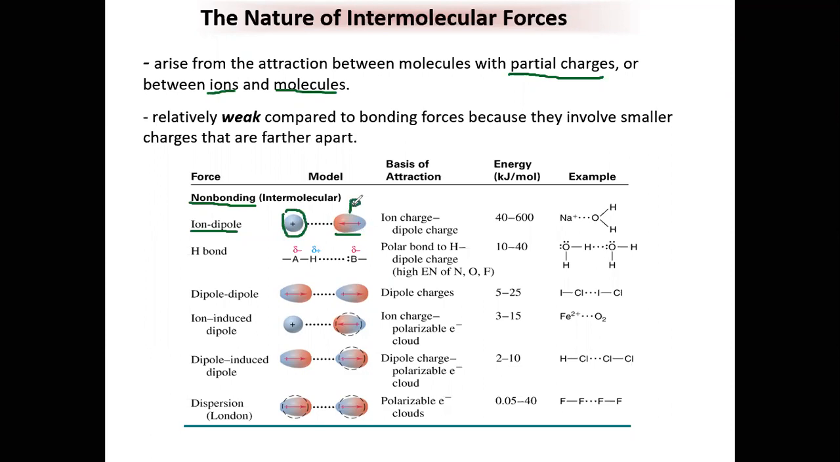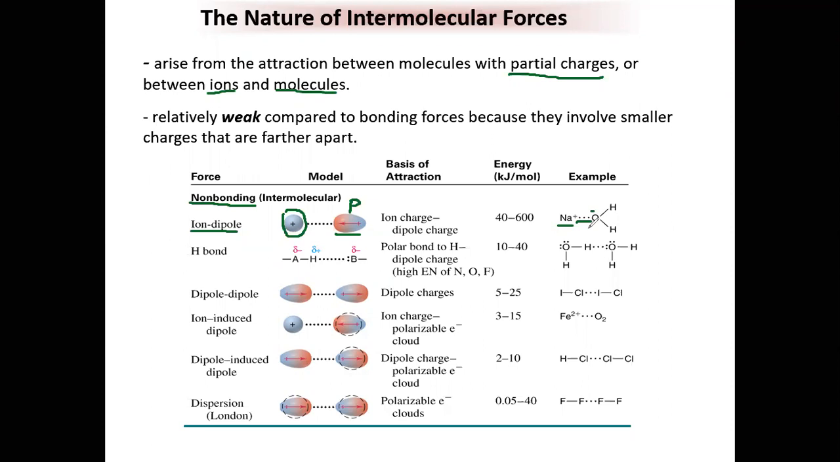So if you have a salt and a polar compound, or you have a metal and a non-metal, say for example, you dissolve sodium chloride in water, well, the positive charge of sodium interacts with the negative charge of water, which is the oxygen. And this is the ion-dipole interaction. So again, the ion of your salt interacts with the negative or positive partial charge of your polar compound.